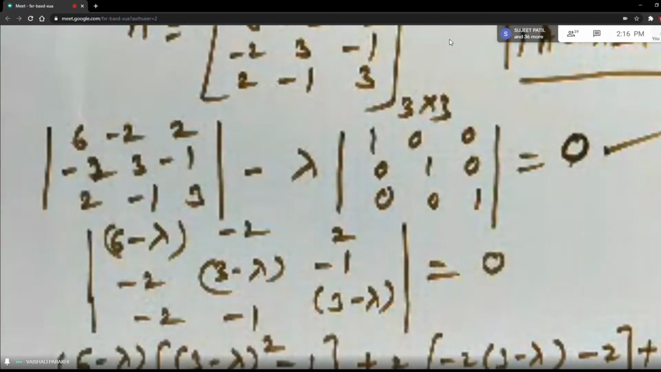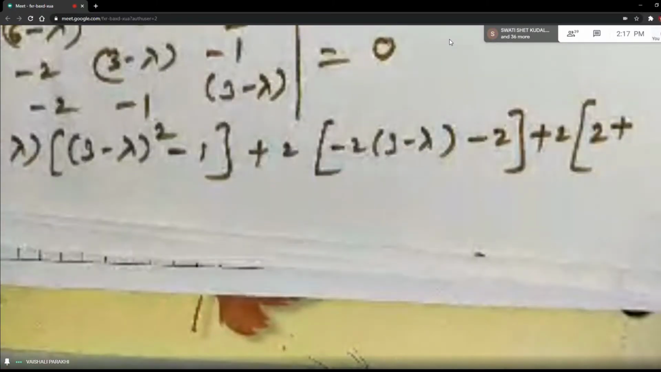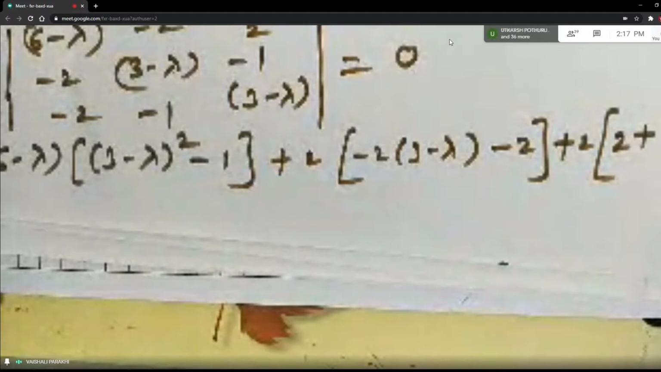Ma'am, can I take the paper on top a little? Yeah. Okay. The determinant. Is it okay now?